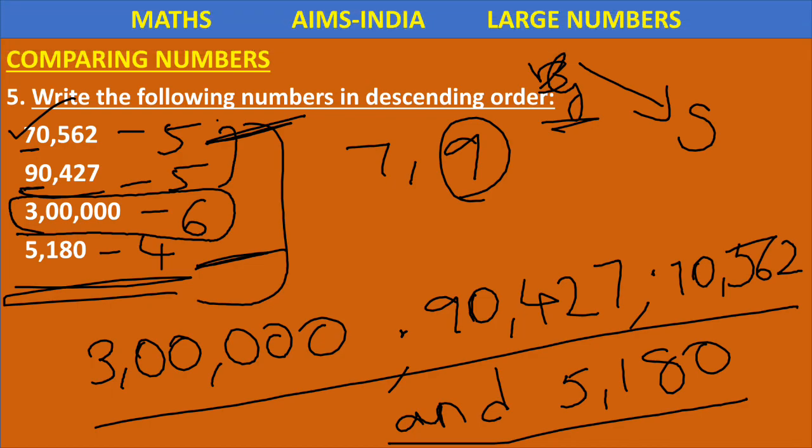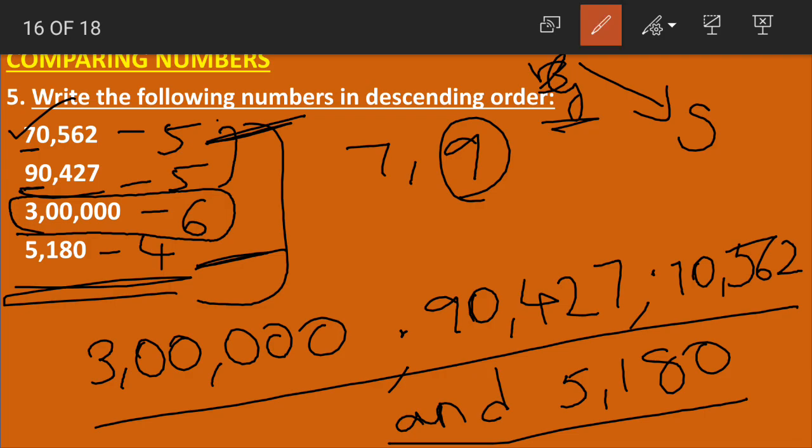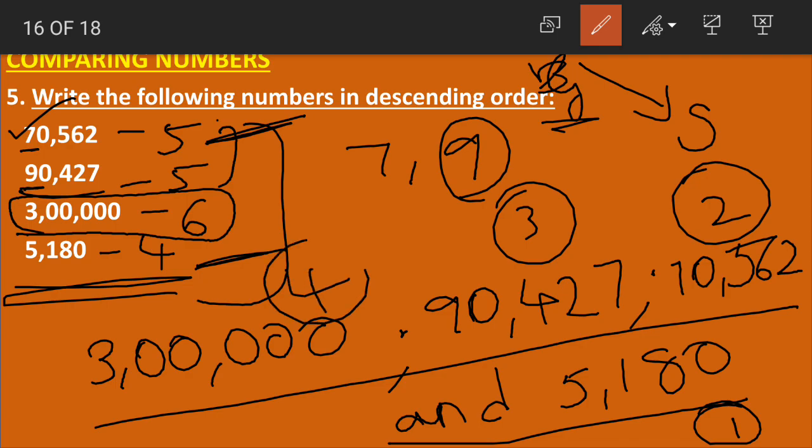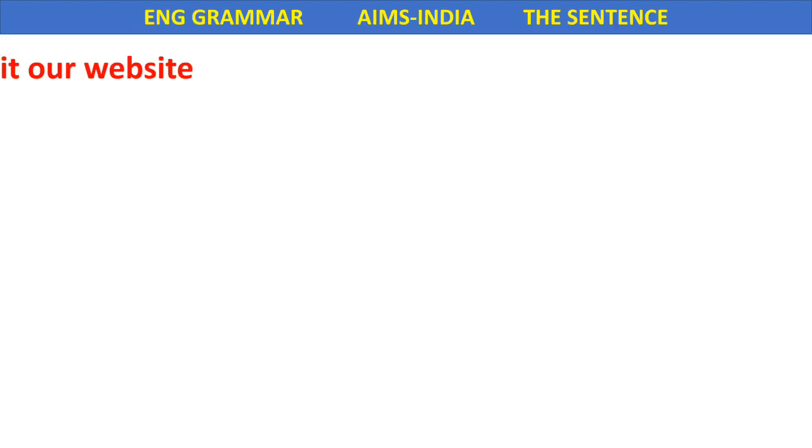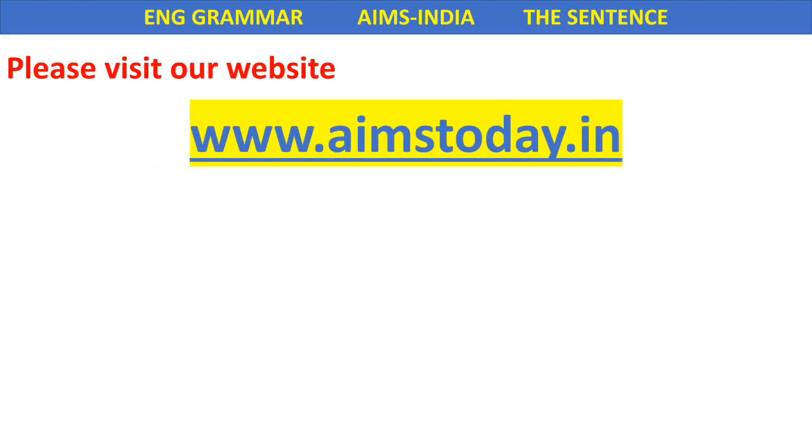Understood, children? Descending order means writing from big to small. Now if the same question is asked to write in ascending order, what should you do? You should write 5,180 in the first place, then this in the second, then this in the third, and 3 lakhs in the last place. The reverse of descending order will be the ascending order. Hope you have understood what we have learned today.